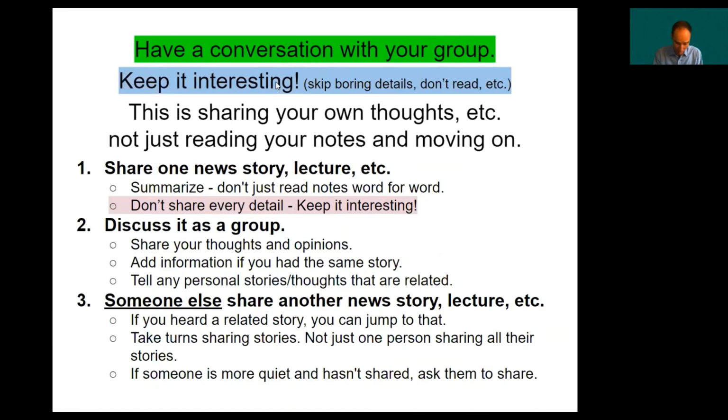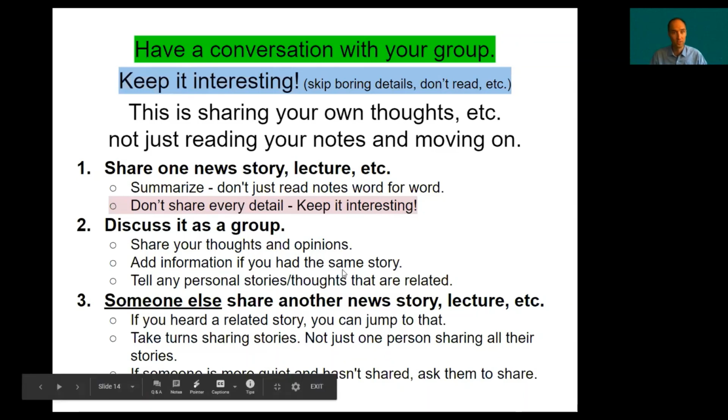You're not taking your notes and reading, actually I have my notes here, and reading every word. Okay, that is boring. Your classmates will fall asleep. If you want to get the main ideas across, most of your time you should be looking at your classmates, not at your notes. You want to keep it interesting, share a news story, share a lecture, talk about it. Don't share every detail. What was interesting to you? And you'll discuss it as a group.